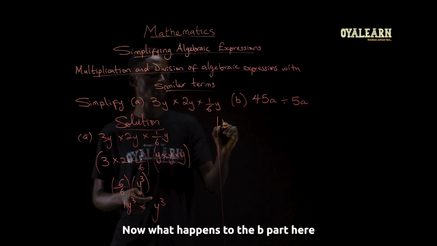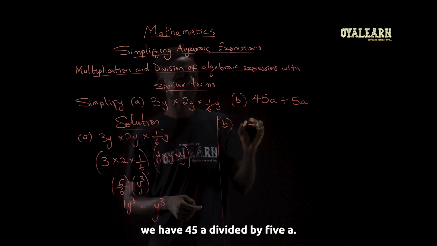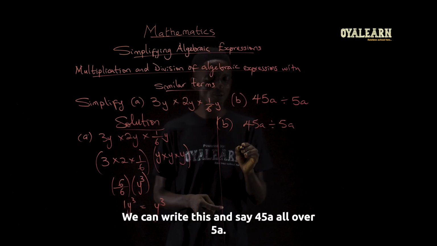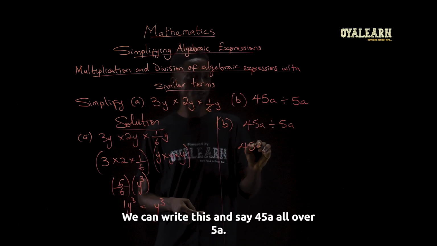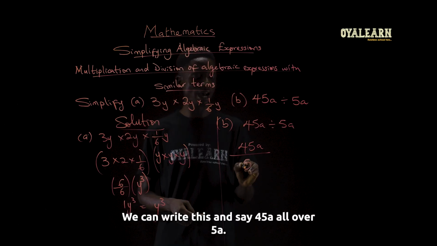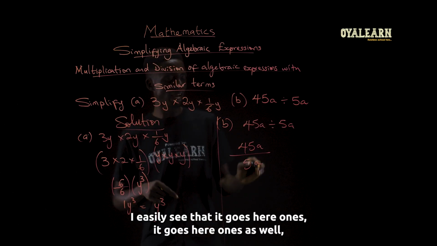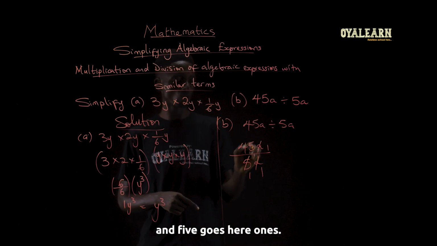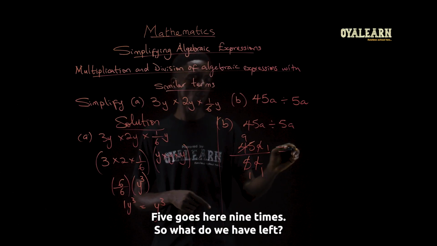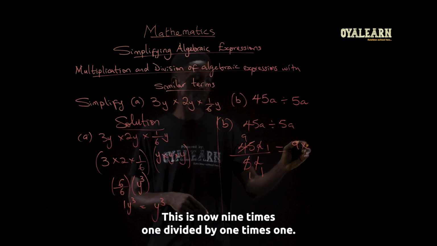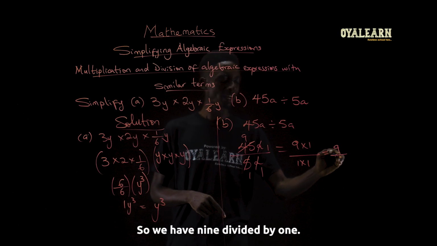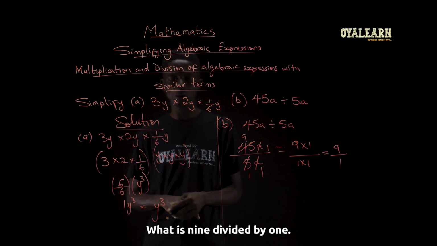Now what happens to the B part here? We have 45a divided by 5a. We can write this and say 45a all over 5a. And you easily see that a goes here once, a goes here once as well. And 5 goes here once, 5 goes here 9 times. So what do we have left? This is now 9 times 1 divided by 1 times 1. So we have 9 divided by 1. And what is 9 divided by 1?